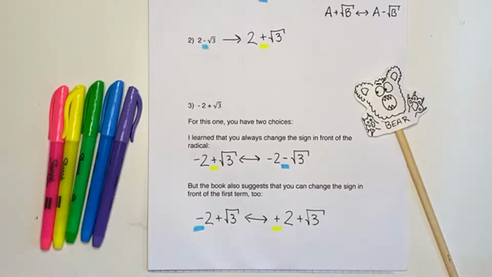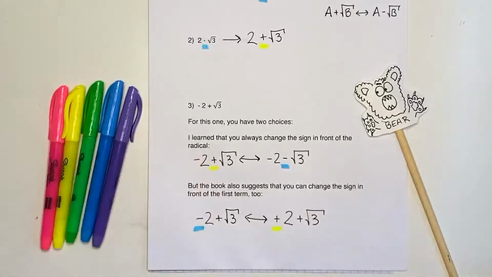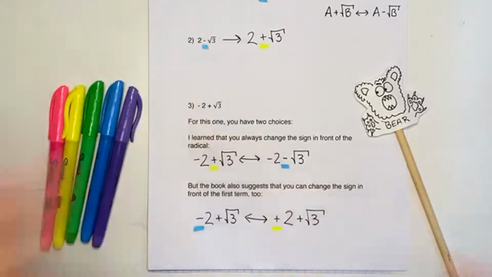So the one thing you don't want to do is change both signs. Either change the sign in the middle or change the sign on the first term. Do not change them both. If you change them both, it won't work at all.